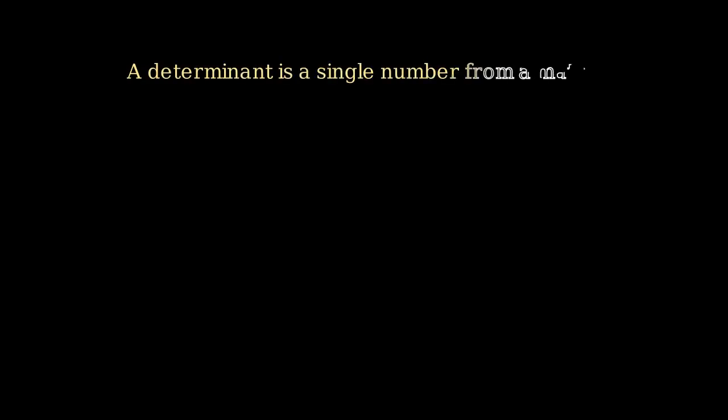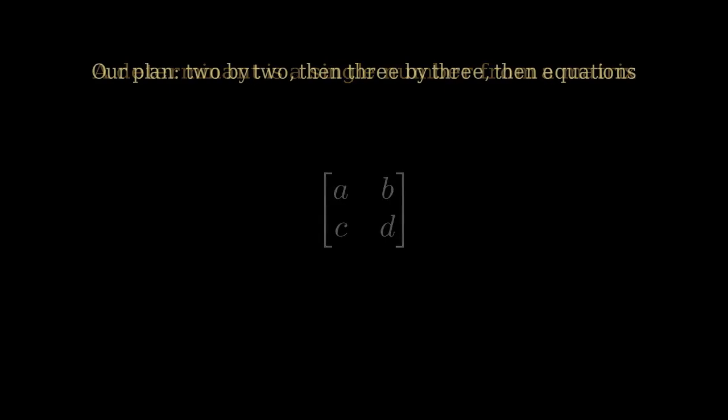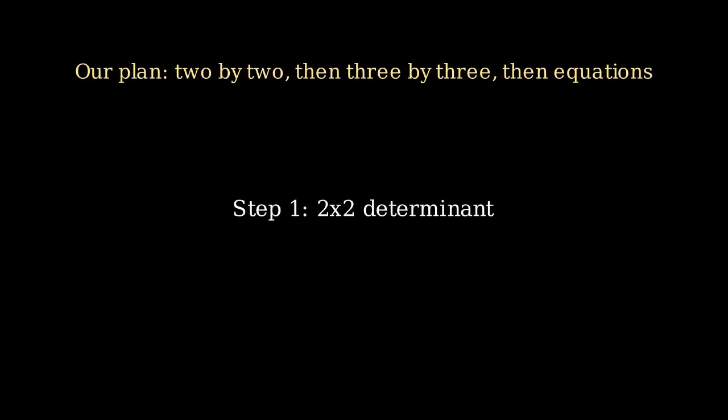A determinant is a single number that we calculate from a square matrix. In this worked example, we will find the determinant of a 2 by 2 matrix, then the determinant of a 3 by 3 matrix, and then use these ideas to solve 3 equations in 3 unknowns.